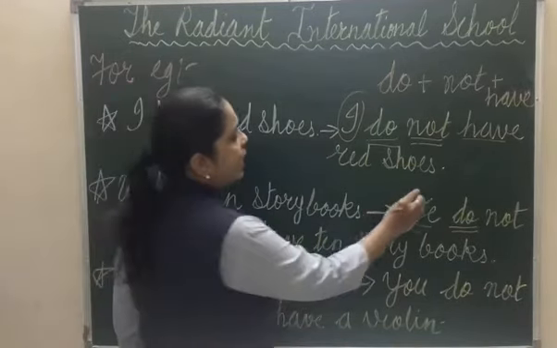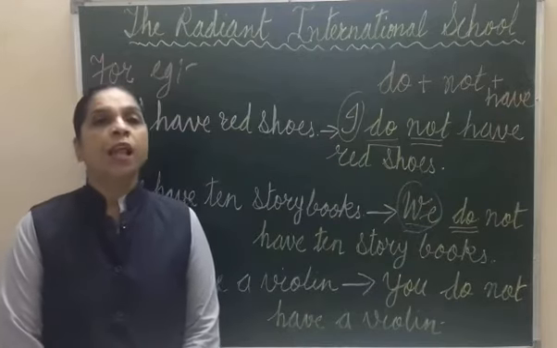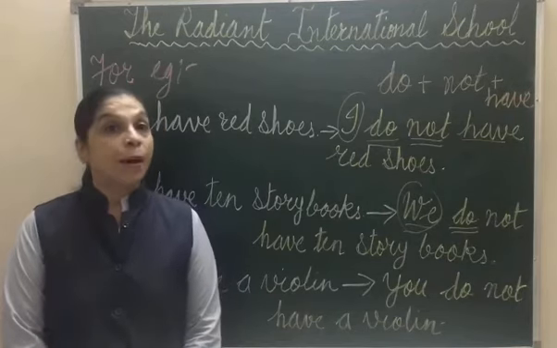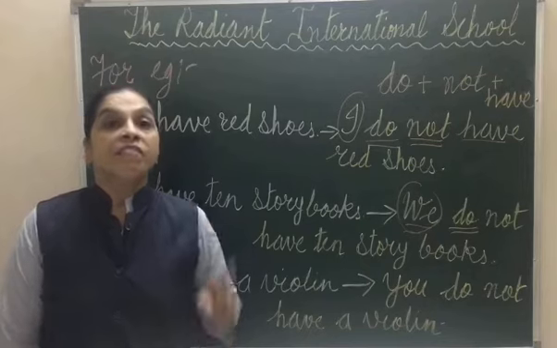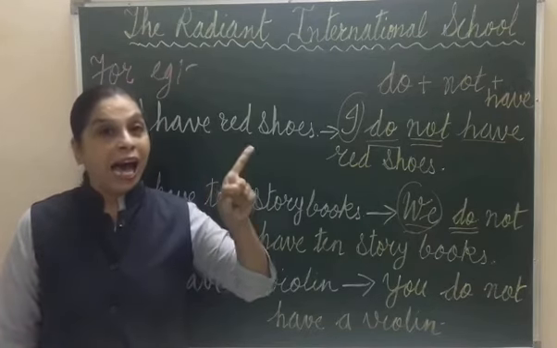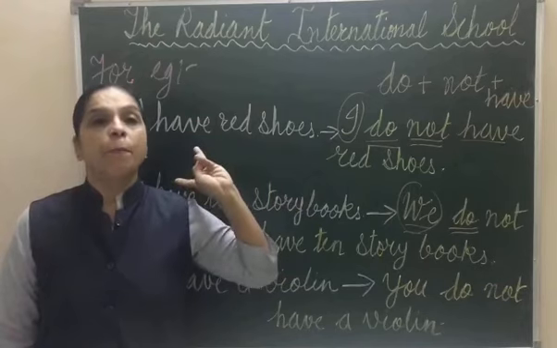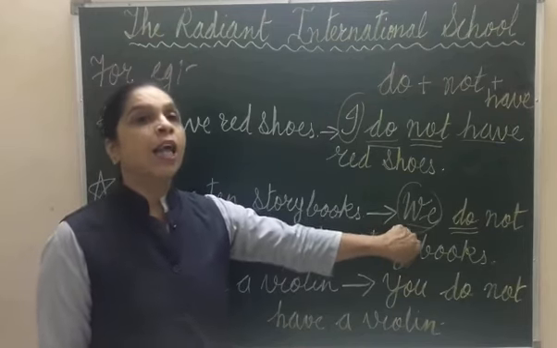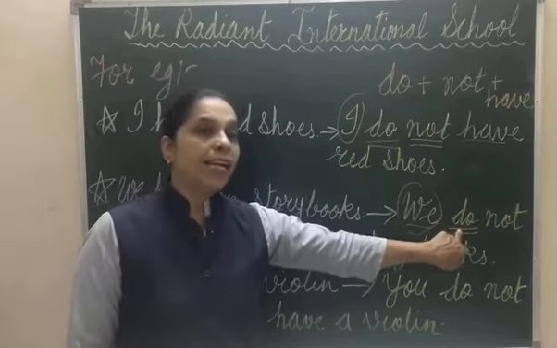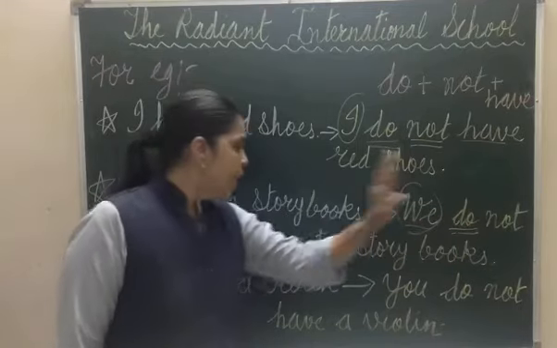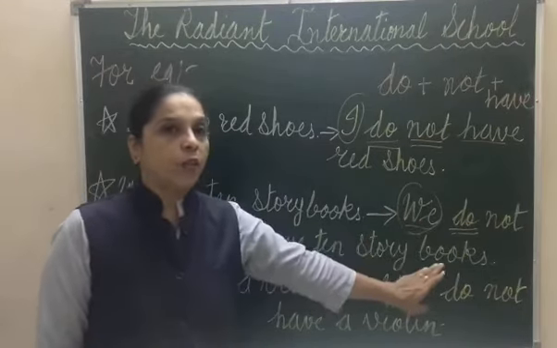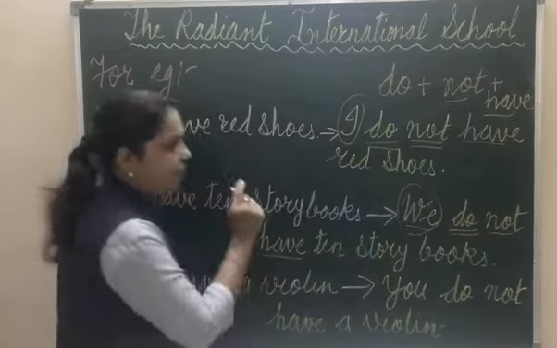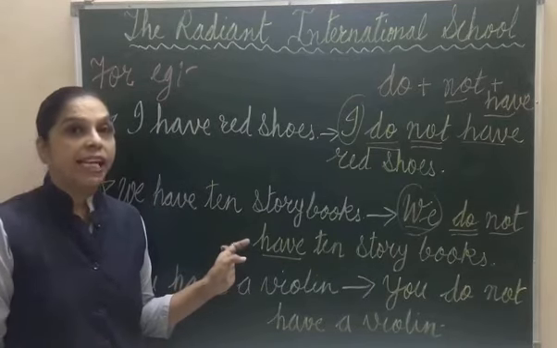Because we is a plural pronoun. Aur maine aapko kya bataya tha do kiske sath use hota hai? We use do with I, you and plural. So we is plural pronoun. That is why we have used over here do. We do not have 10 story books. See, do, then not, and then have. Understood? How we will make the negative sentences?